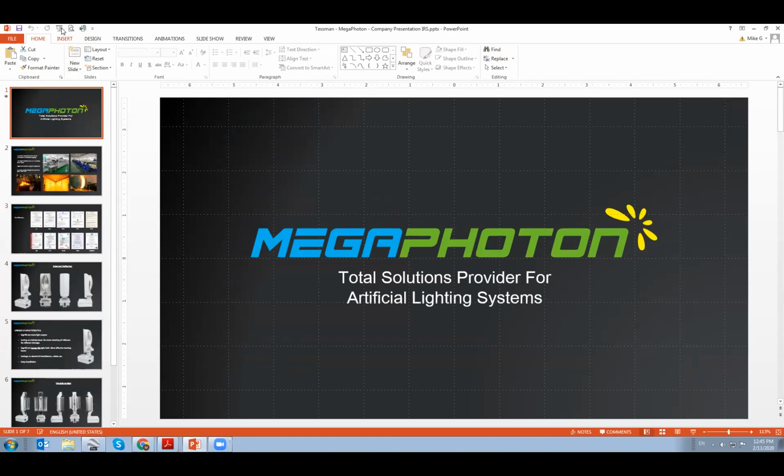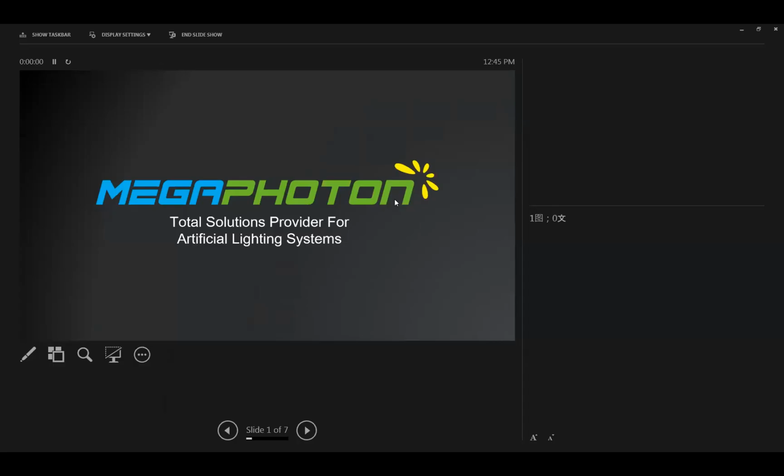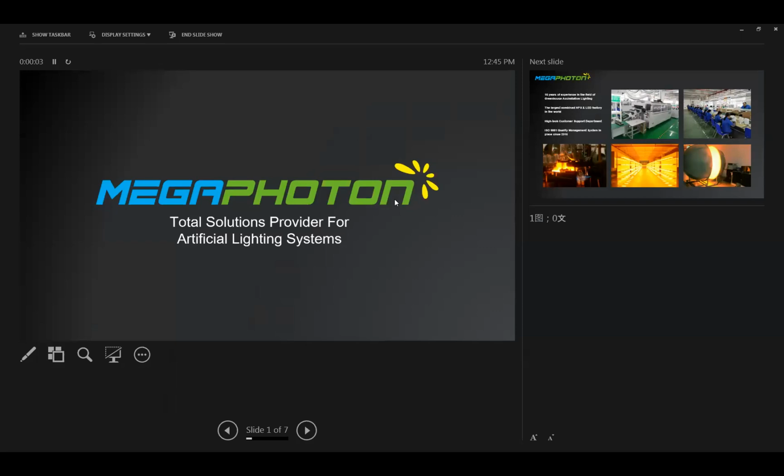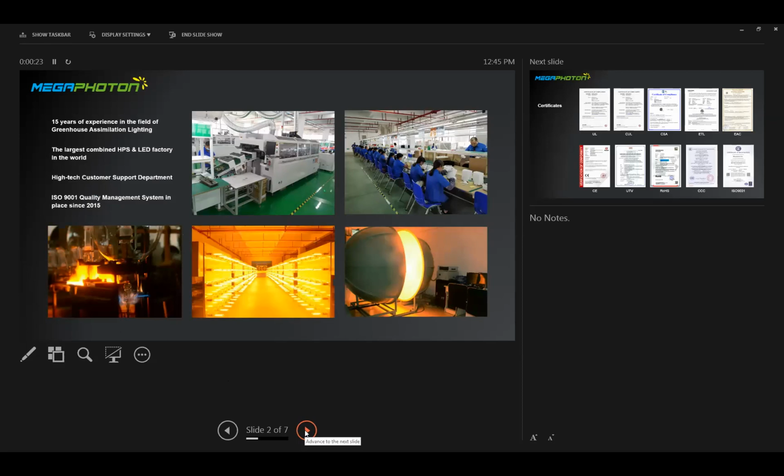So basically, we have just become a dealer for Omega Photon. The company has been manufacturing for all the big dealers in the past, and now we have been lucky enough to partner up with them. They've got 15 years of experience in greenhouse assimilation lighting, the largest HPS and LED factories in the world.